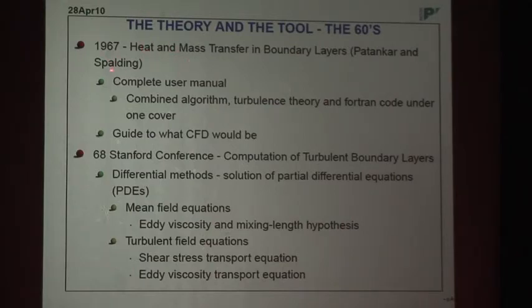Okay, as I said, I look at the book in 1967, Heat and Mass Transfer in Boundary Layers, Patankar and Spalding, and I really look at that, and it's basically a user manual. And that to me says, okay, well, that's probably the start of what I would think of as CFD. It had algorithm information, it had turbulence theory information, it had a Fortran code, all under one cover. And this is what I thought CFD would be.